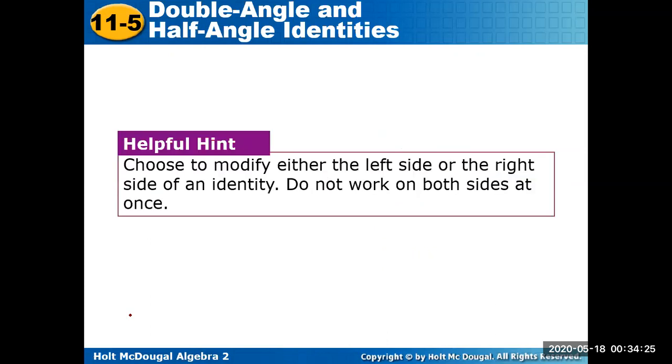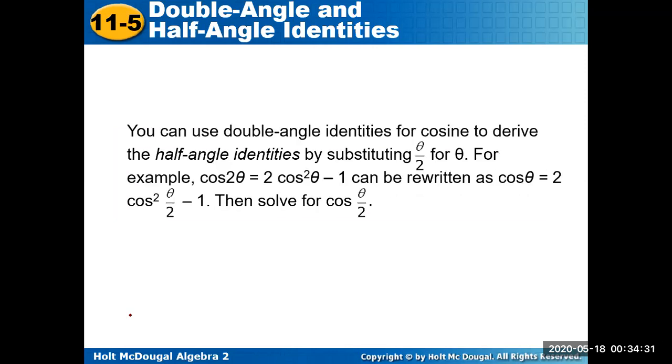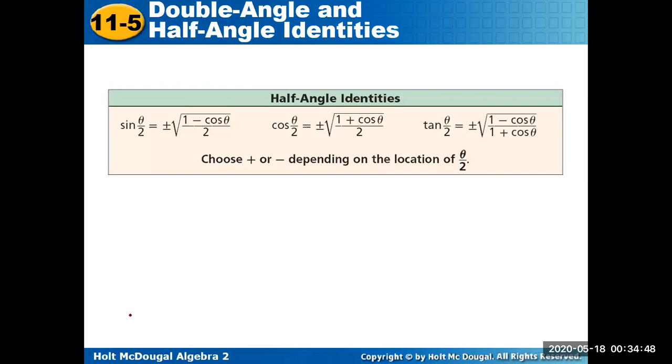Now, always choose to modify either the left side or the right side of an identity. Do not work on both sides at the same time. You can use double angle identities to derive half angle identities, by substituting theta over 2 for theta. The derivation process I will not be explaining much, but we'll directly jump into the identities.